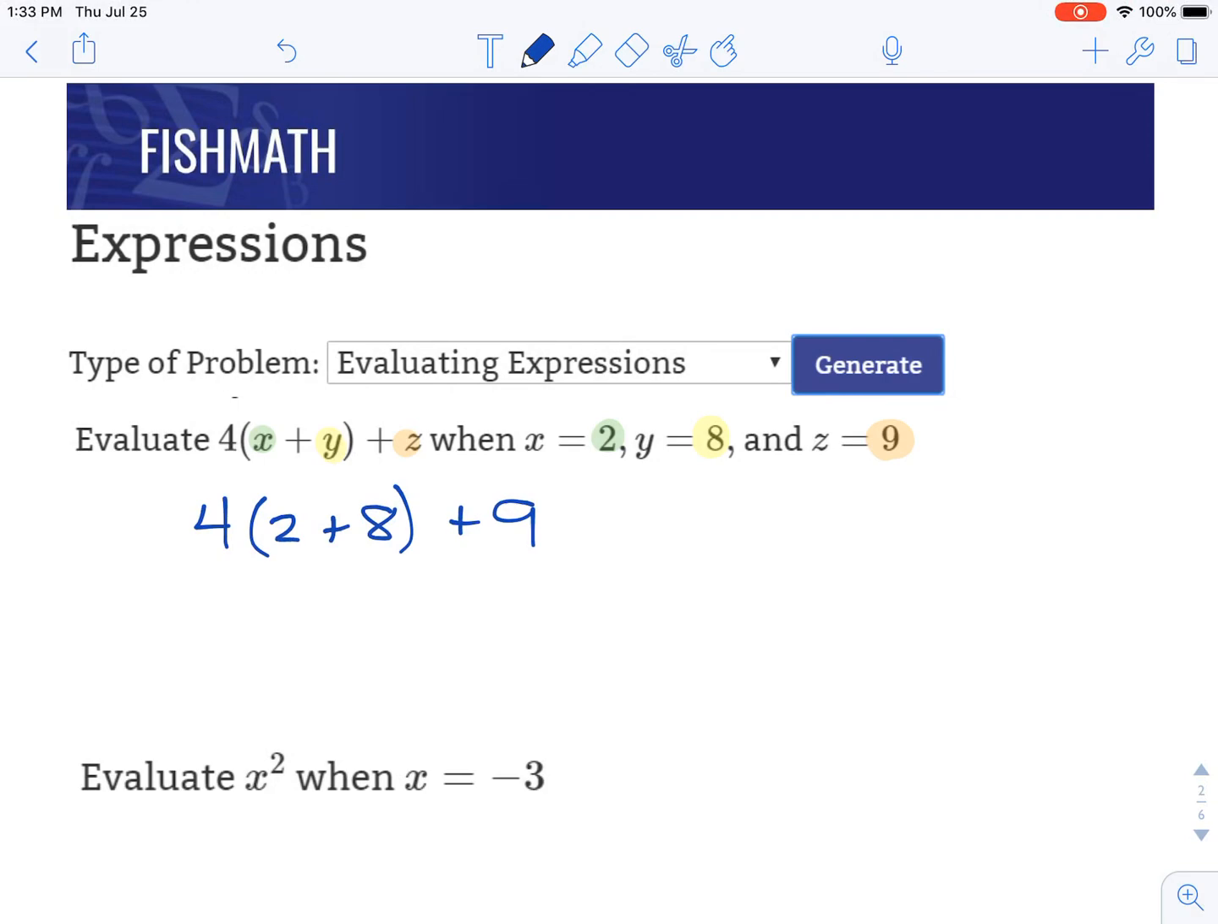Now we follow order of operations as always. So 2 plus 8 will go first in our parentheses. That would be 10. So 4 times 10 plus 9. And then again, order of operations says to multiply first and get 40 plus 9, which is our answer, 49.